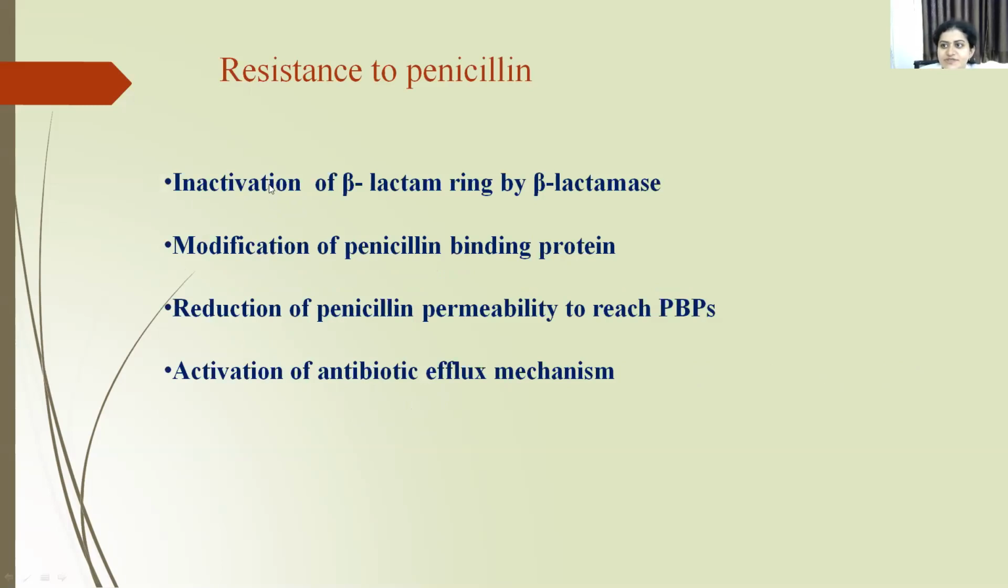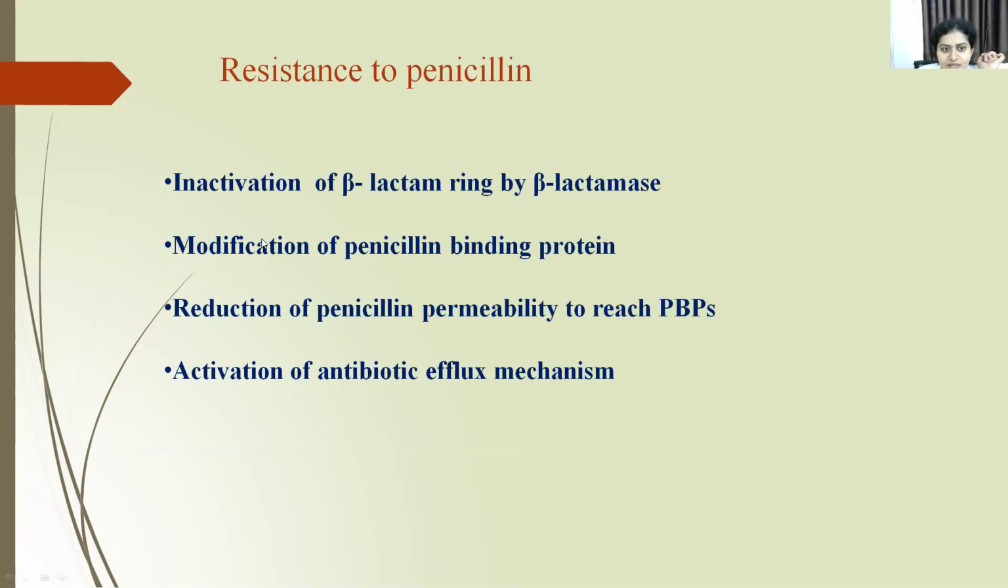Now comes to resistance to penicillin. Some bacteria will have resistance to penicillin. Why? Resistance to penicillin occurs by 4 mechanisms. One is inactivation of the beta-lactam ring by the beta-lactamase enzyme. Some bacteria produce beta-lactamase enzyme like E. coli, H. influenzae, Streptococcus. These are some bacteria which produce beta-lactamase enzyme. So they degrade the beta-lactam ring and they cause inactivation of this beta-lactam ring. And penicillin cannot act on the beta-lactam ring.